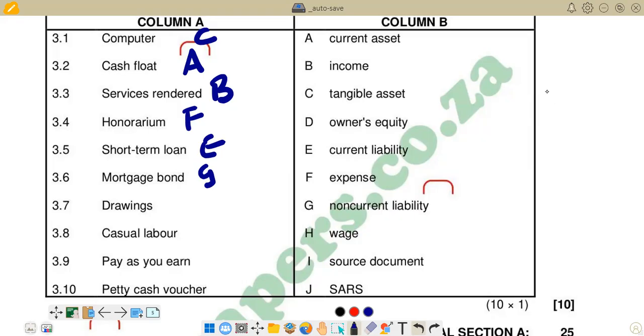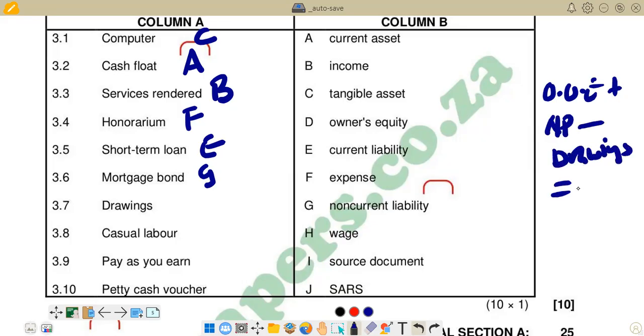When we say opening owner's equity, this is opening owner's equity. Then we add our net profit, if we made a profit, then we list our drawings. We find our closing owner's equity. So our drawings become part of the formula that we have there. So the most appropriate that we can pick there is owner's equity, which is D.